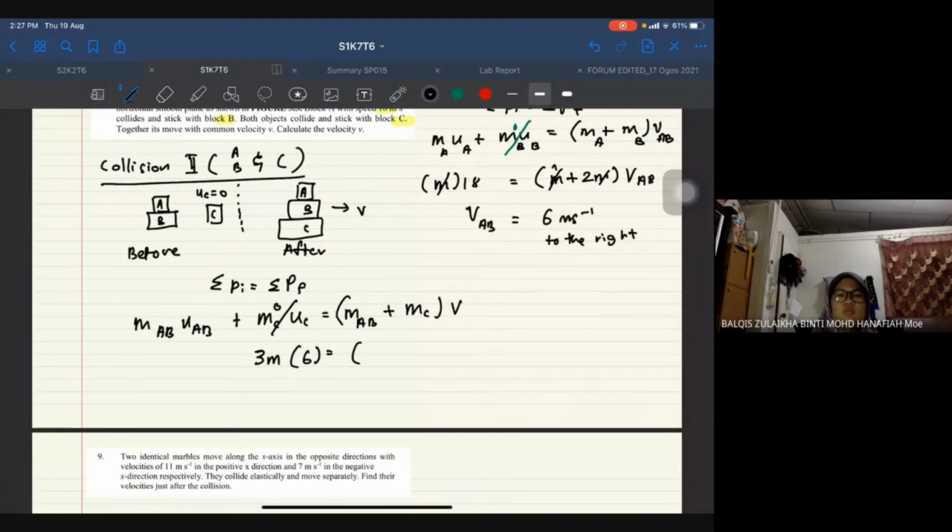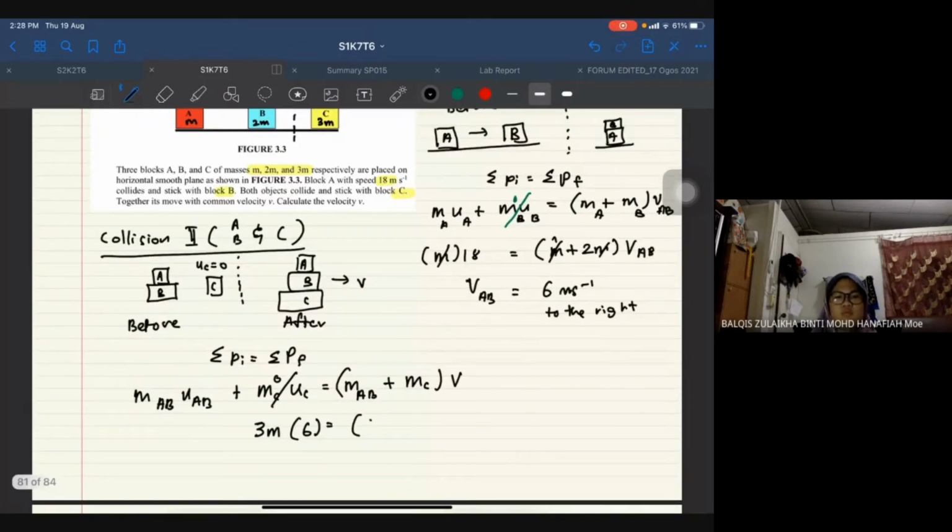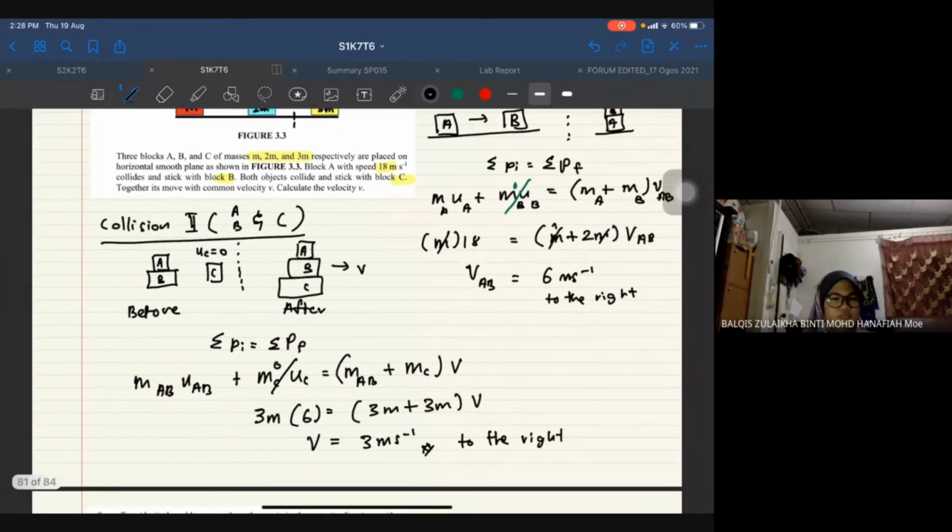So MAB equals to 3 plus 3M V. So you can cancel out the V again. So 18 divided by 6, I got V equals to 3 meter per second. Did you get the same answer? Yes, sir. Okay. So since they give you the diagram, you really need to state the direction. So V to the right because this one is positive.